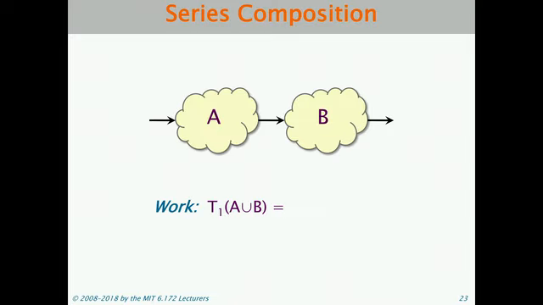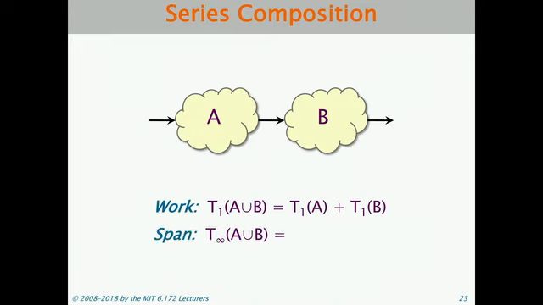Yes. I guess it would be T1 of A plus T1 of B. Yeah, so why is that? Well, if they have to execute sequentially, then you just take the time it takes to execute A, then it will execute B after. Yeah, so the work is just going to be the sum of the work of A and the work of B, because you have to do all of the work of A and then do all of the work of B, so you just add them together.